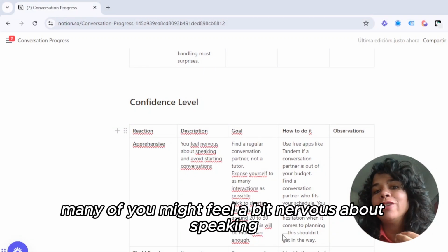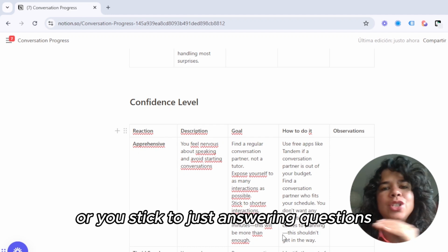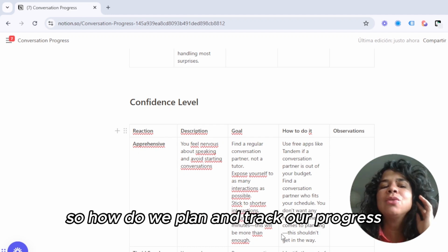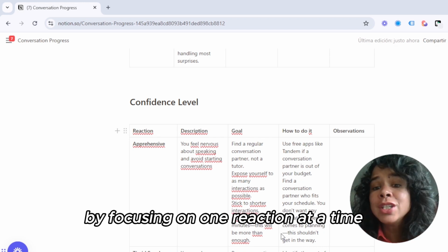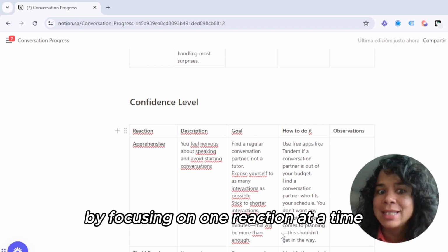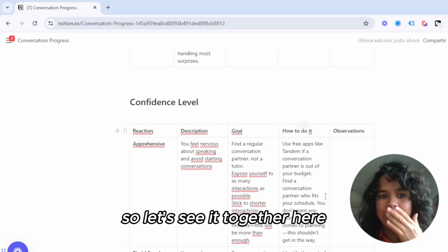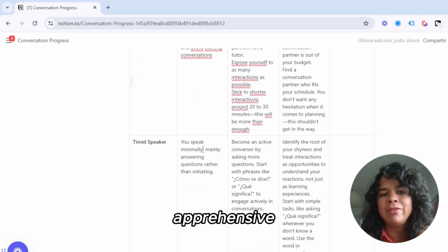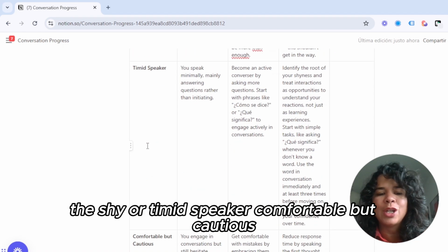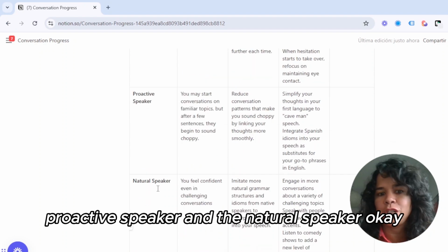I know many of you might feel a bit nervous about speaking, or you stick to just answering questions. So how do we plan and track our progress? By focusing on one reaction at a time and setting specific goals to improve. So let's see it together. Here I split the reactions into different kinds of reactions: apprehensive, the shy or timid speaker; comfortable but cautious; proactive speaker; and the natural speaker.